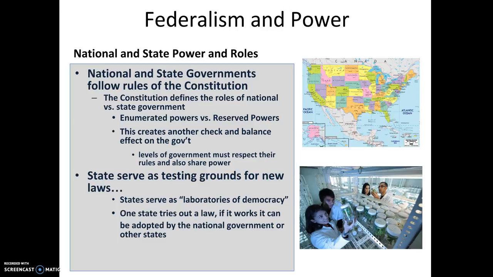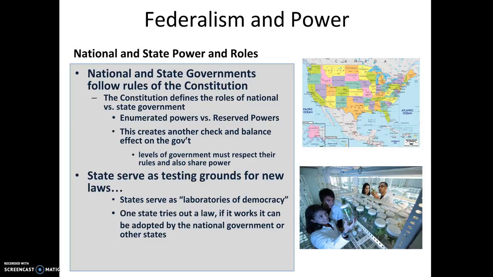One of those beneficial ways is it creates a check and a balance, because the state governments and the national government have to respect one another and share power effectively for good things to happen. So one level of government can't overstep its bounds, and other levels of government can exercise some control over what any one level of government will try to do.